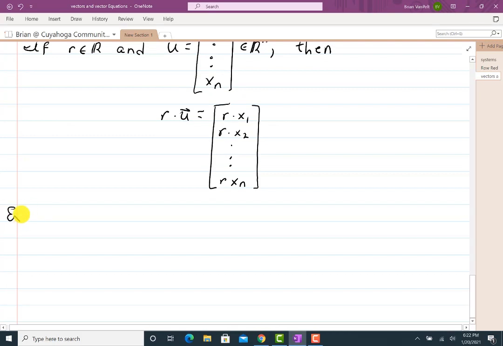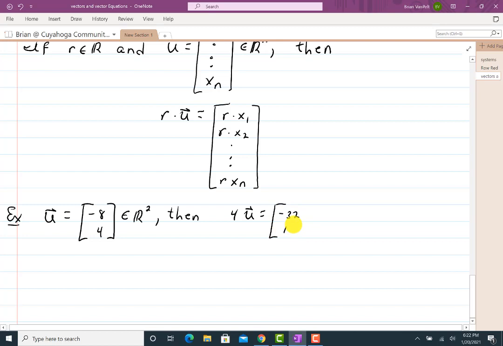As an example, if U is equal to -8, 4, so that is in R2, then when I do 4 times U, that equals -32 and 16. I basically just multiply each and every component by 4.